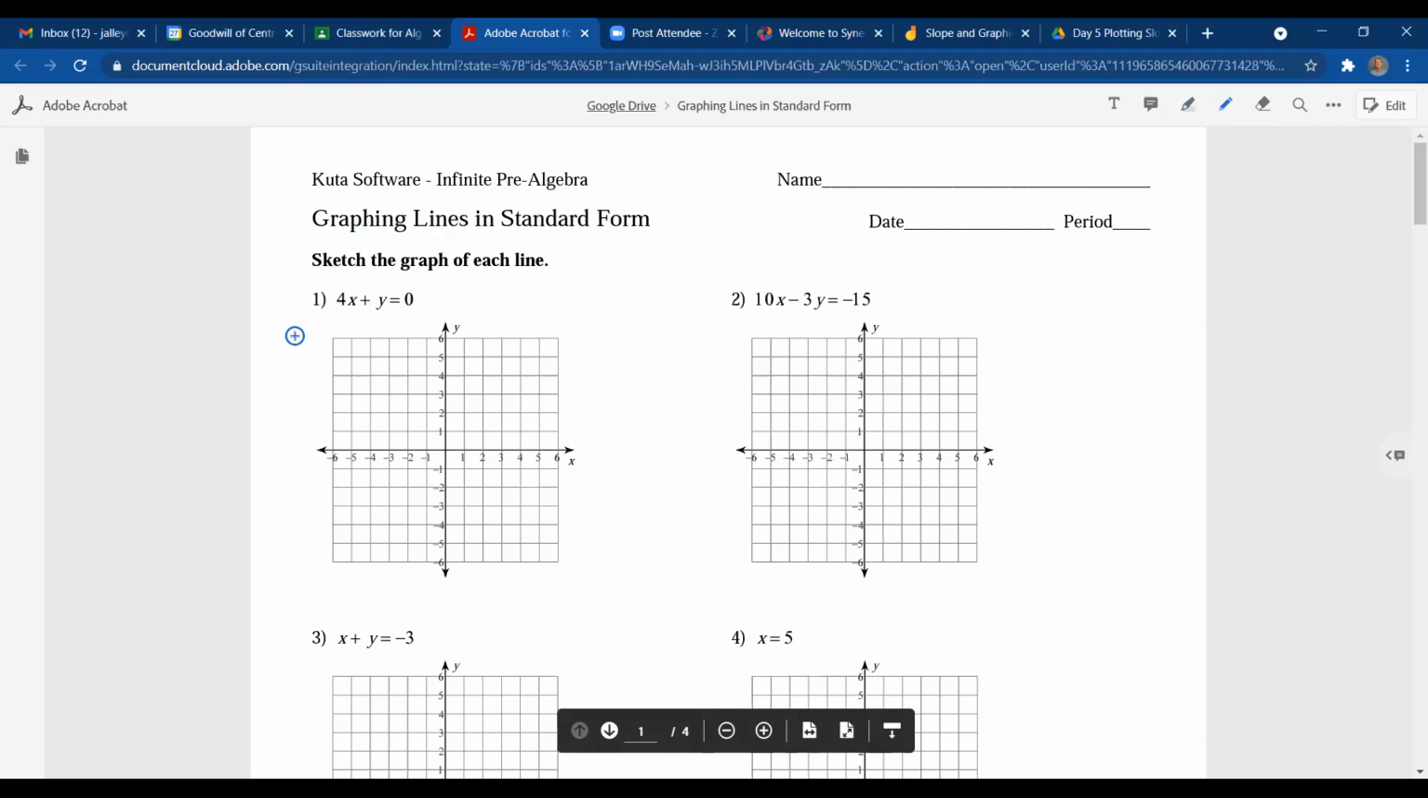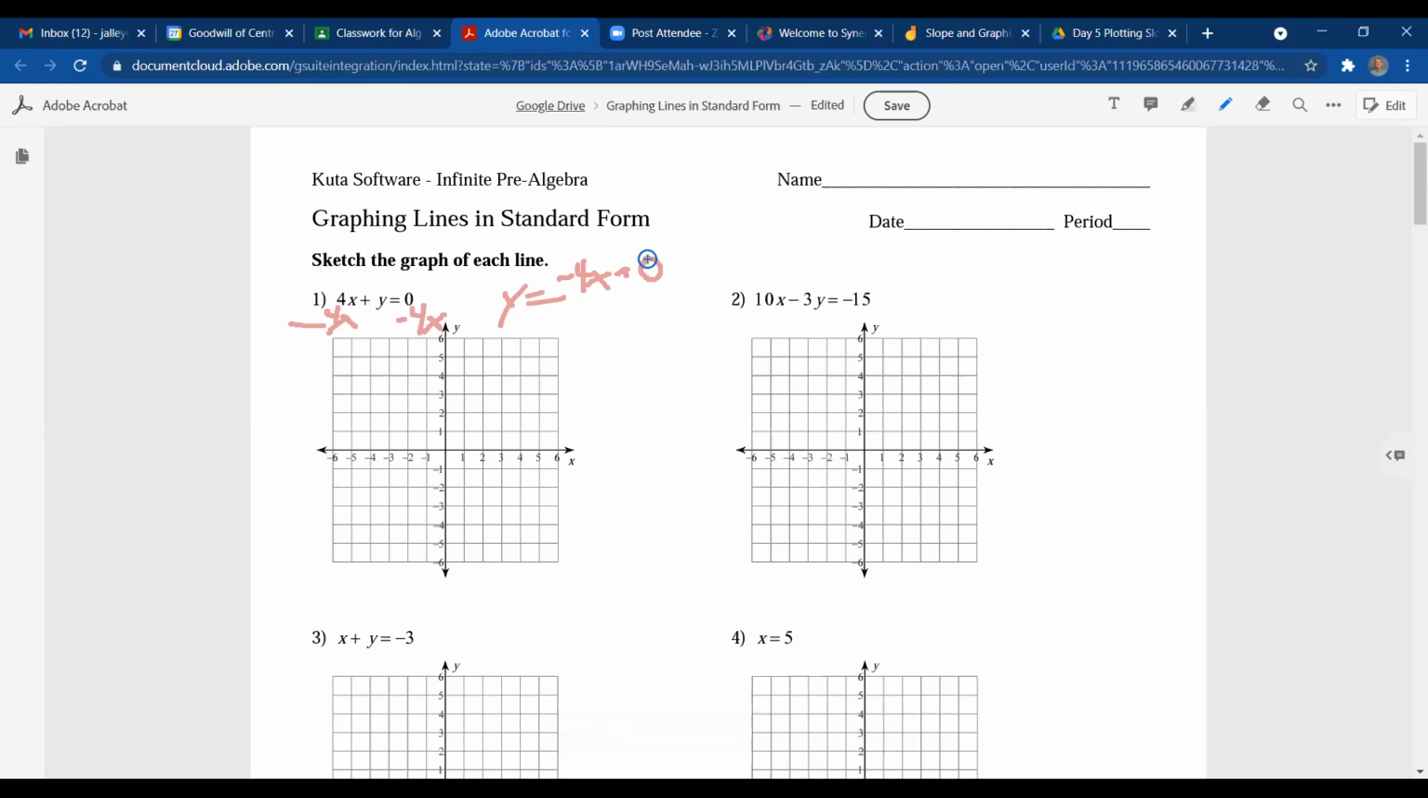Subtract 4x, very good. Minus 4x from both sides. Minus 4x. So now I got an equation. And for the time being, I'm even going to leave the 0 there because that's going to remind me that that's my starting point. That's my y-intercept. That's an easy conversion.